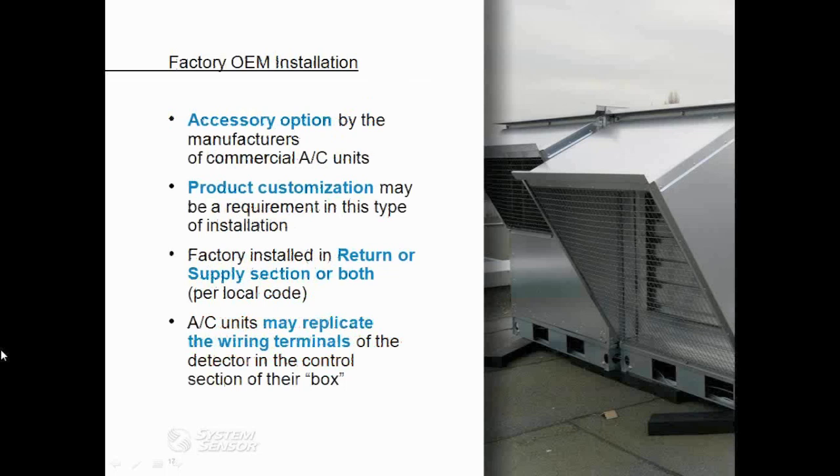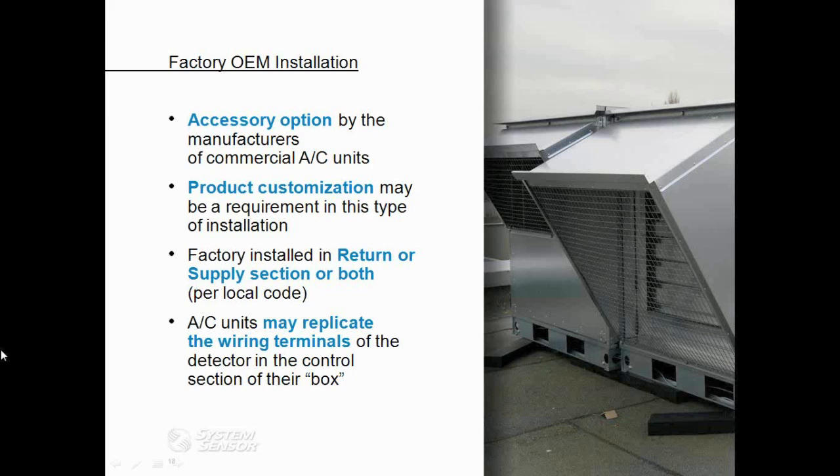Sometimes duct smoke detectors come factory fitted in rooftop units. Rooftop manufacturers offer the duct smoke detector as an accessory option to provide a convenience for the end user. Many duct smoke detectors pre-installed in rooftop units also will come pre-wired, and this is just an additional item to help make the installation easier. Depending on the size of the rooftop unit or the code that is being followed, the detectors will be installed in the supply or the return or in both sections of the rooftop unit.